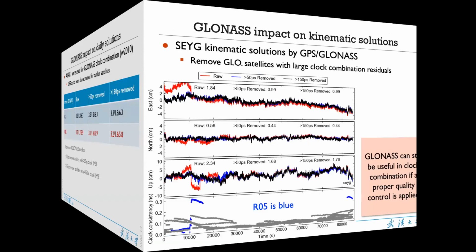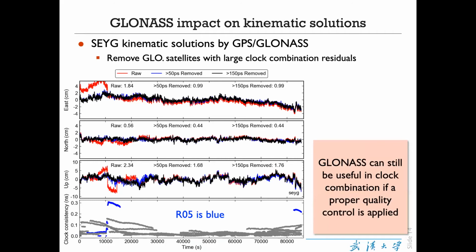And this one shows the kinematic solution at one station using the GPS and Glonass data. And we also remove the R05 satellite with very bad clock consistency with respect to the other ACs, as shown by the blue lines in the bottom panel. Because of this satellite R05, the red lines in the top three panels show that the positioning accuracy is worse than after we remove the R05 satellite. So this shows the clock consistency in the Glonass clock combination can be a good indicator for us to exclude the bad combination clock products from the Glonass ones.